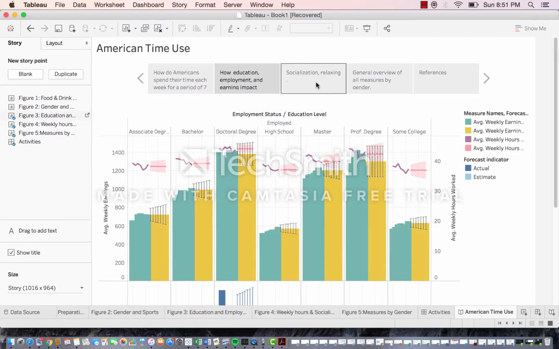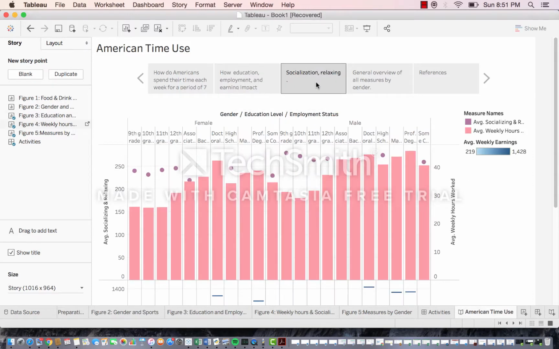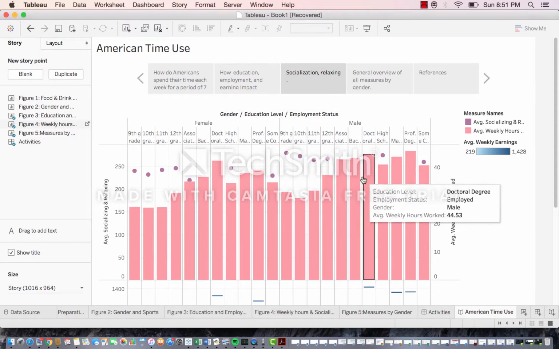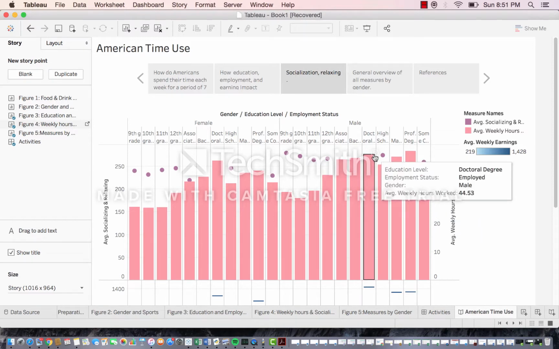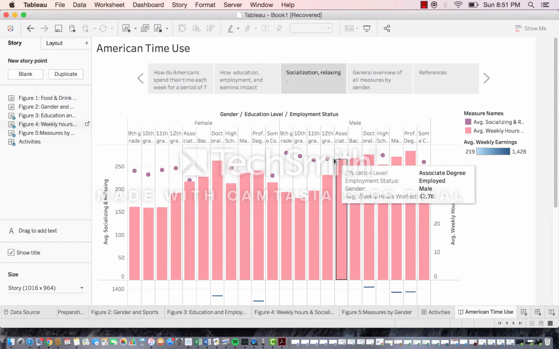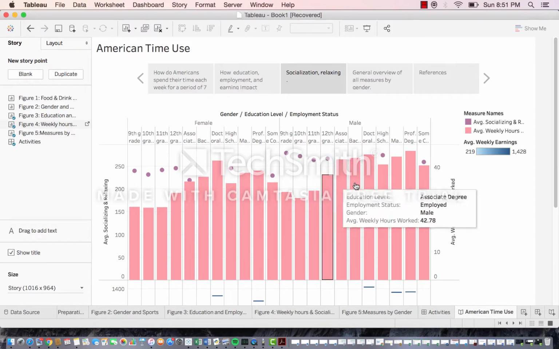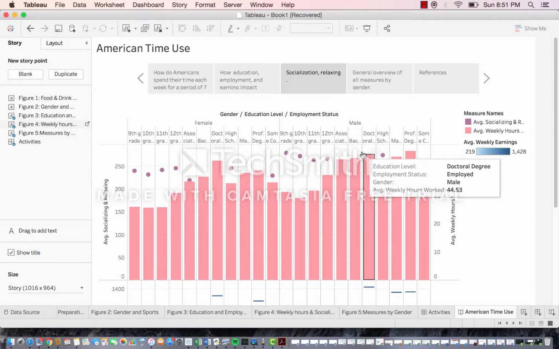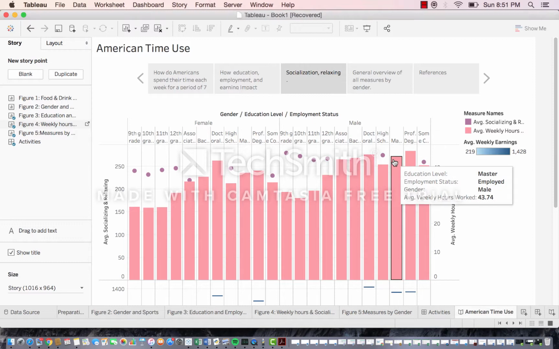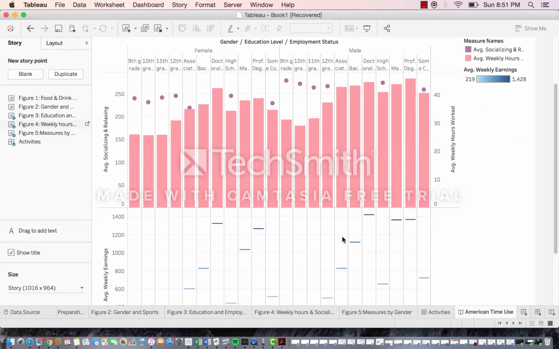The next graph we're going to look at is socialization and relaxing. How does socialization and relaxing impact American time use? As you can see, individuals that are highly educated and putting in the most weekly hours worked don't have time to socialize and relax. The purple dots show the socialization and relaxing intervals, and we don't see any purple dots on doctoral degree holders, professor degree holders, and master's degree holders. As you can see, they are also the ones that earn the highest.